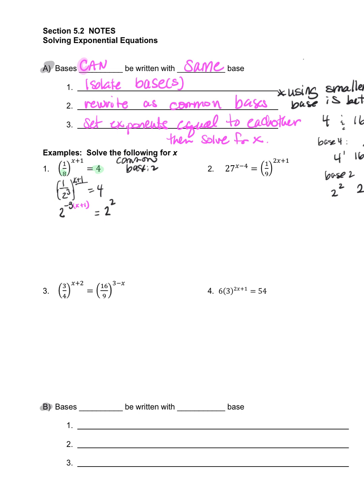Now we're going to drop the bases. So these are going to cancel out by setting the exponents equal to each other. And we're going to have negative 3 times x plus 1 equals 2. Okay, so now solve for x. So that's going to give me a 5 right there. Divide by negative 3. X equals negative 5/3.